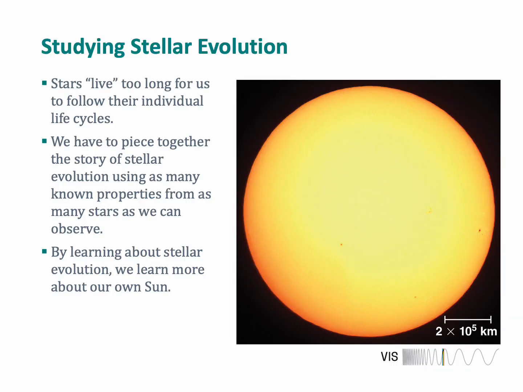Compared to the human life cycle, or even the life cycle of our entire civilization, stars live too long for us to follow any individual star. Stars live for millions to billions of years. In order for us to understand how stars live and evolve and eventually die, we need to make observations of many, many, many stars at different points in their life cycle and piece everything together.